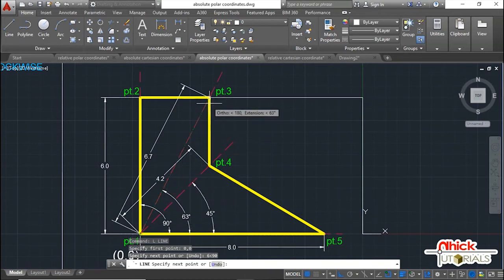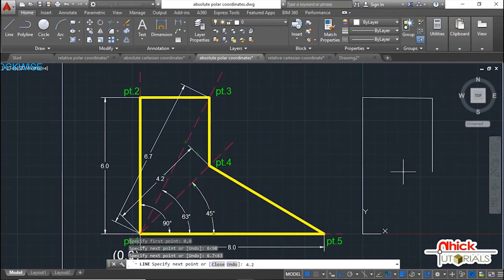Let's continue. The third point has a distance of 6.7 from the origin or first point, at an angle of 63 degrees. Type again the distance, which is 6.7 less than 63 degrees, and hit enter key. Next point, point 4: type 4.2 as the distance from the origin or the first point. Type the angle bracket or the less than sign and the polar angle, which is 45 degrees, and enter it.